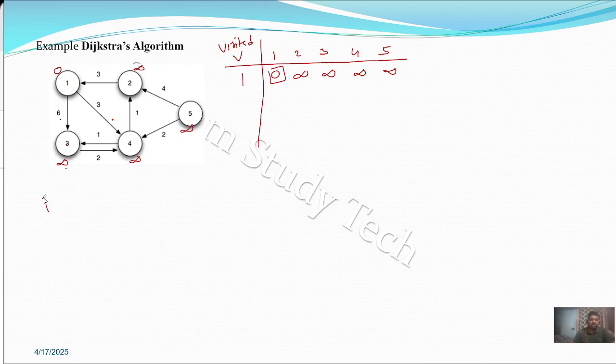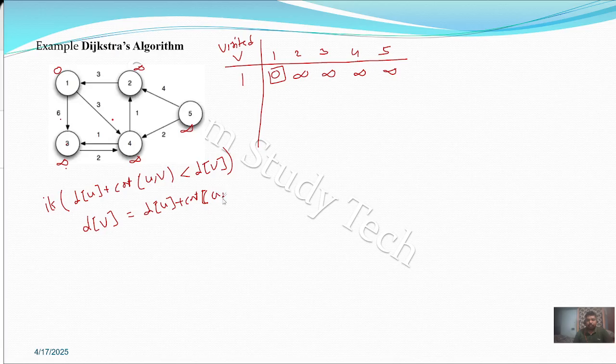The relaxation condition is: if d of u plus cost of u comma v is less than d of v, and the condition is true, then you update d of v equal to d of u plus cost of uv. For example, here is u and here is v. d of u is 0, plus cost of uv, which is 6. 0 plus 6 is less than d of v, which is infinity. So 6 is the minimum, and we update d of v equal to d of u plus cost of uv, that is d of v equal to 6.